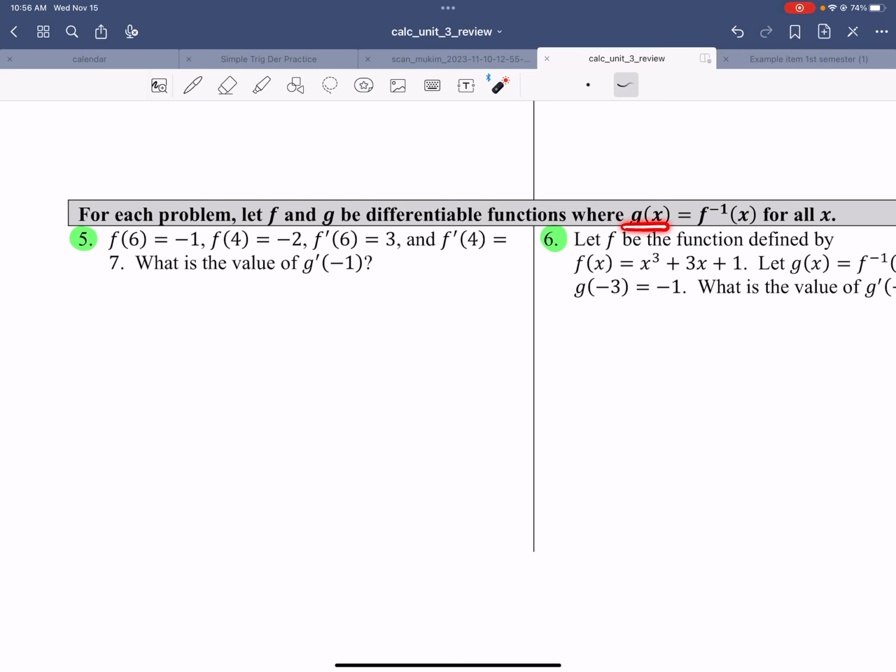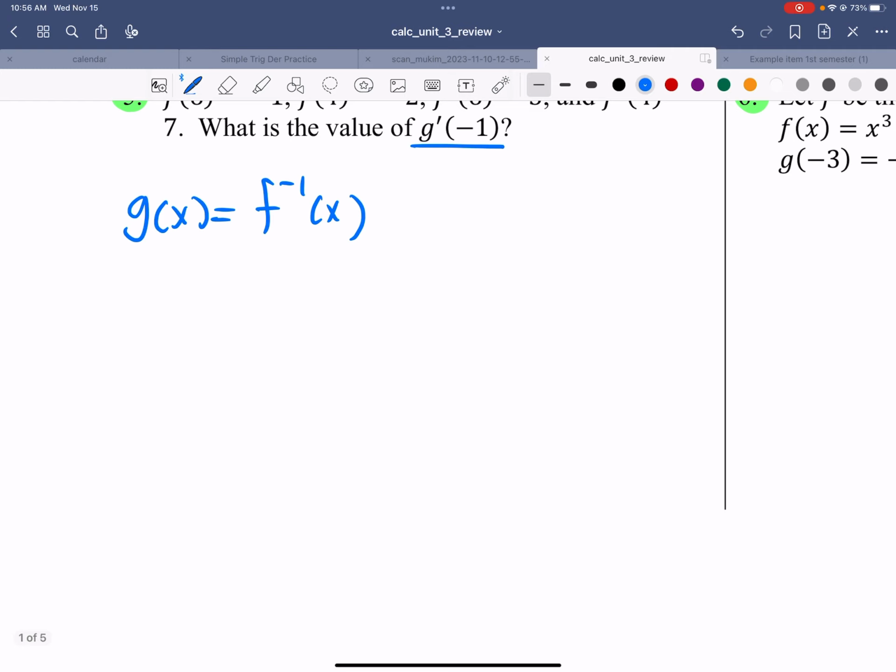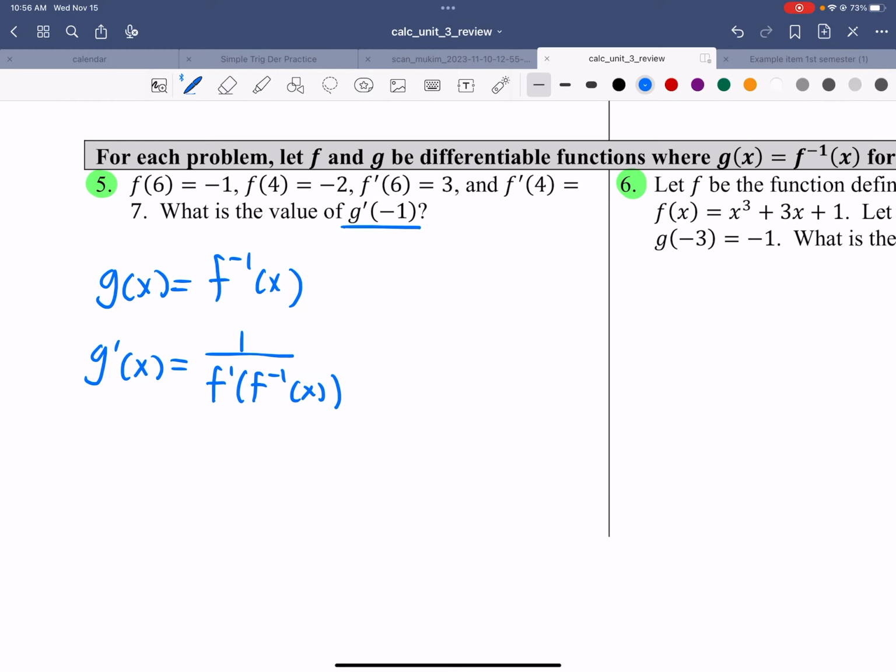So we know g of x is the same thing as the inverse of f of x, which means they are inverse to each other. Remember, these two are inverse to each other. So g of x is equal to f inverse of x. We want to find g prime of x, so what you have to write is g prime of x is equal to 1 over f prime of f inverse of x. Okay? That's what you need to know about this.